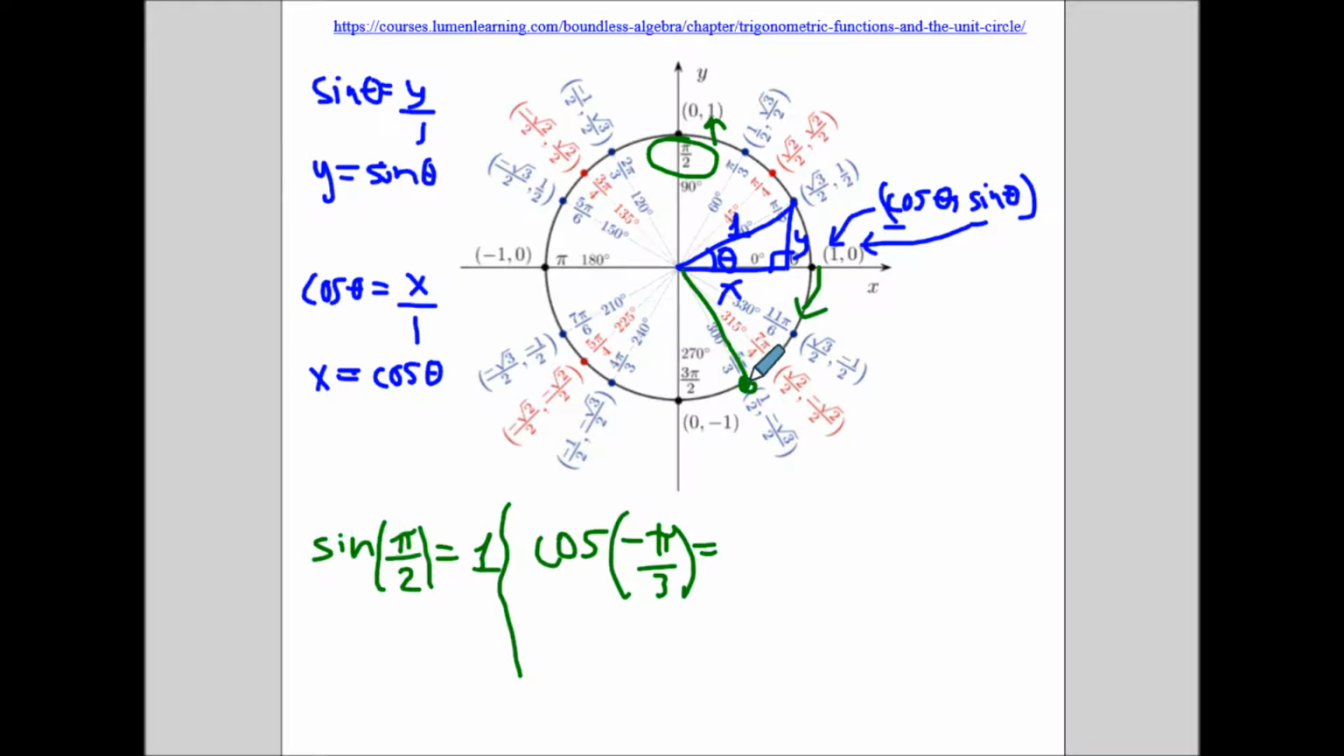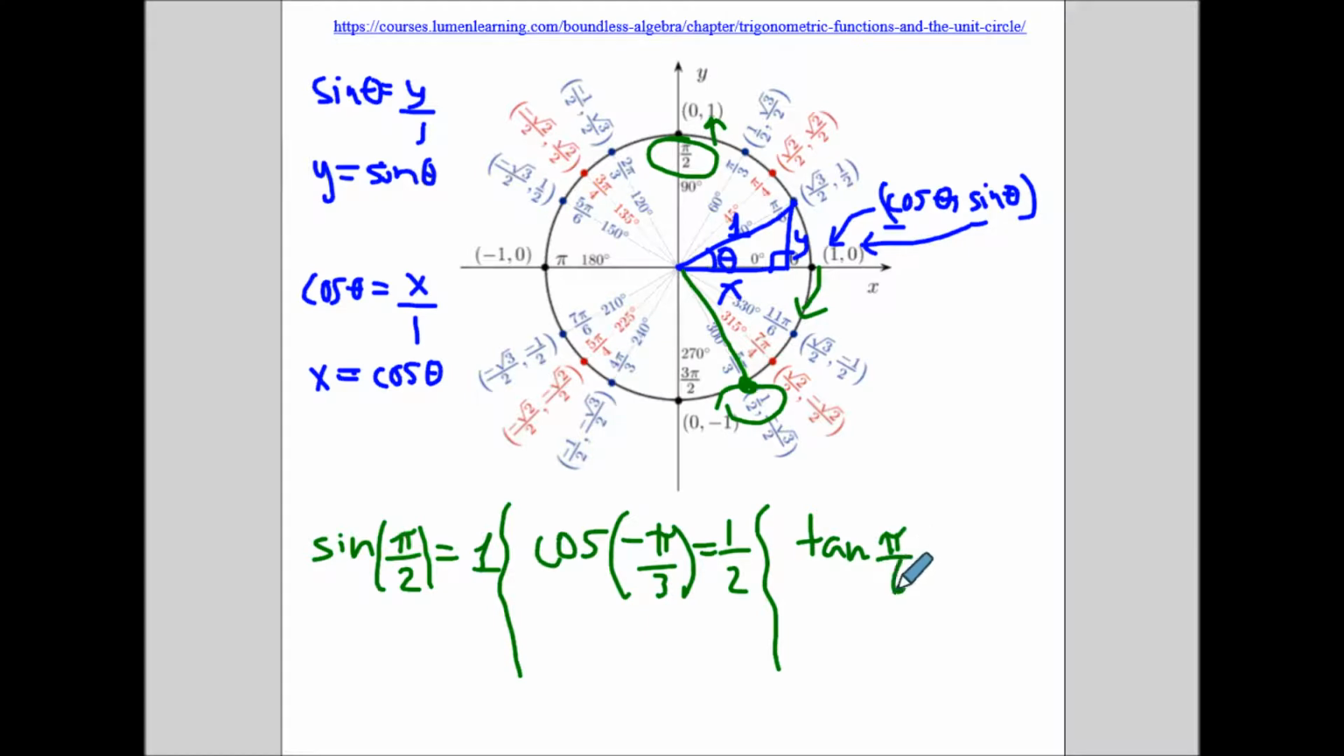Negative pi over 3 is here. So if they want you to find cosine, cosine is always the first coordinate. So your answer would be 1/2. What if they ask you to find tangent of pi over 6?